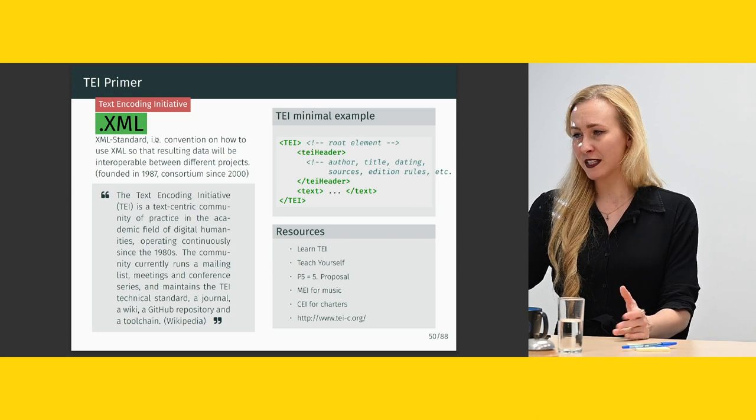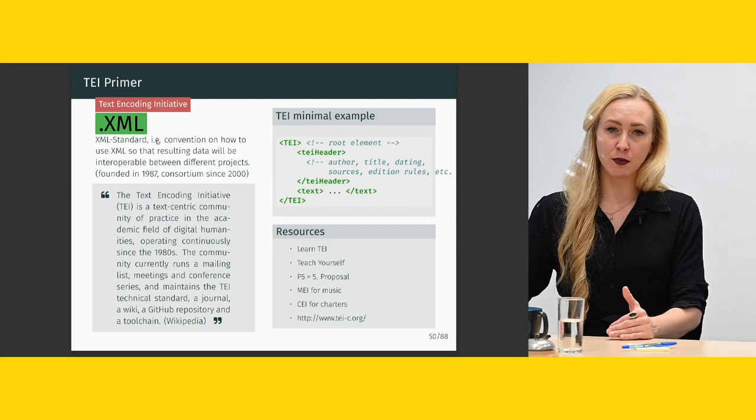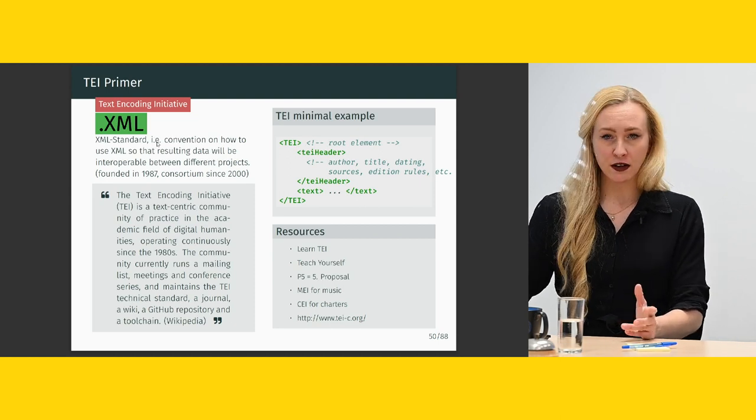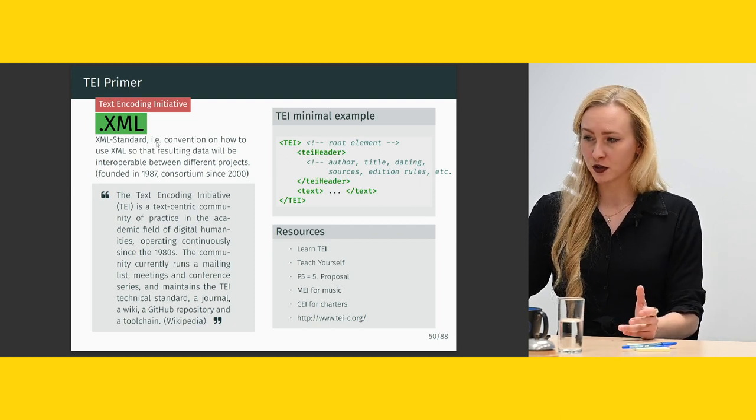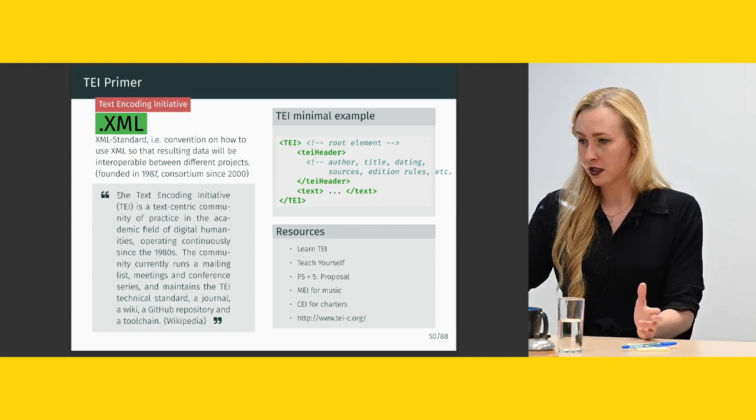So it's a convention on how to use XML so that the resulting data will be interoperable between different projects. It was founded in 1987 and the consortium exists since 2000. The definition is as follows.